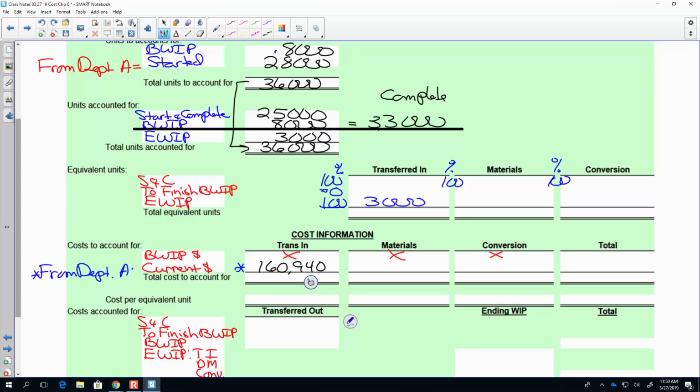That's 0. But my ending units, right? That 3 is part of the 28 that I brought in. Of the 28, 25 I finished, 3 are still sitting there. So that's why this is 100%. This will always be the case for transferred in. Those beginning units will always be 0. The ending units will always be 100%.